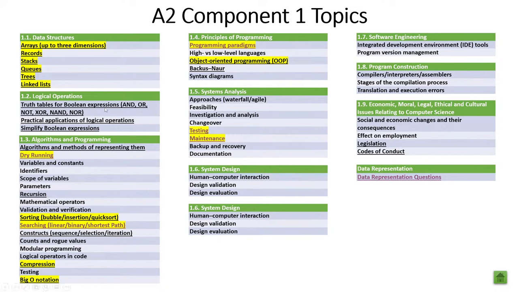I think Boolean and truth tables, ANDs, ORs, NOTs, NANDs, NORs, etc. Fairly straightforward. Please make sure you cover the back end of that as well. So you've got masking, clearing, and encryption. That's quite important. What else have I got on here? Okay, data structures.